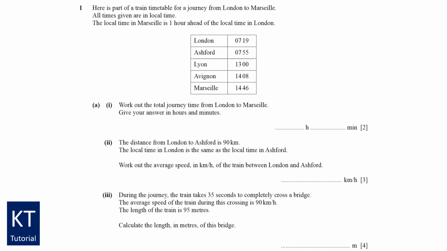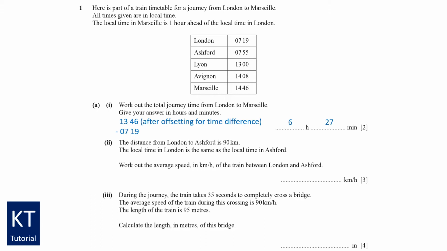Question 1. Here is part of a train timetable for a journey from London to Marseille. All times given are in local time. The local time in Marseille is 1 hour ahead of the local time in London. Work out the total journey time from London to Marseille. Give your answer in hours and minutes.